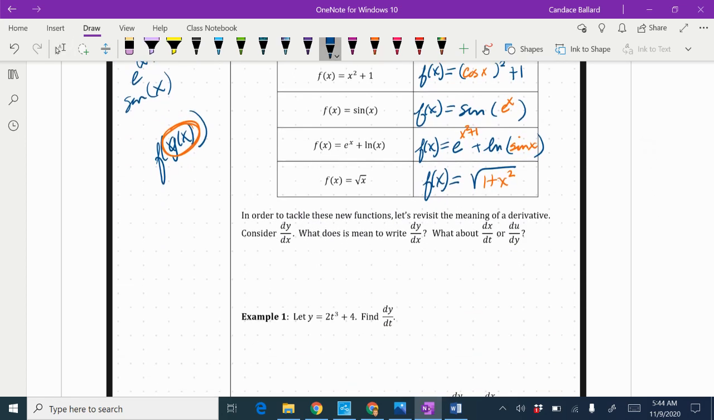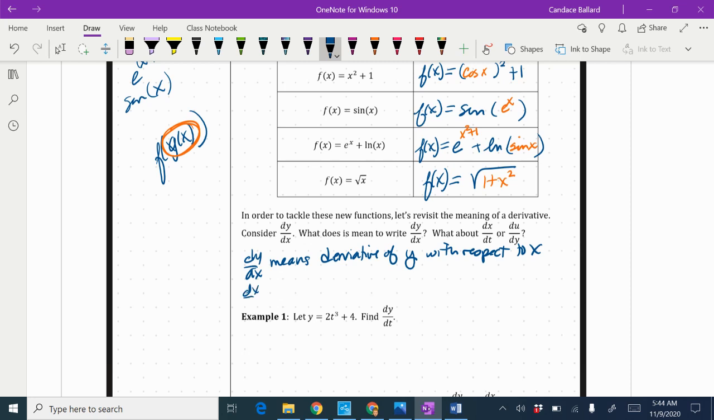So in order to tackle these new functions, we're going to revisit the meaning of the derivative. So when we consider dy dx, what does dy dx mean? dy dx means the derivative of our function y with respect to x. What if instead, though, I turned it to dx dt or du dy?